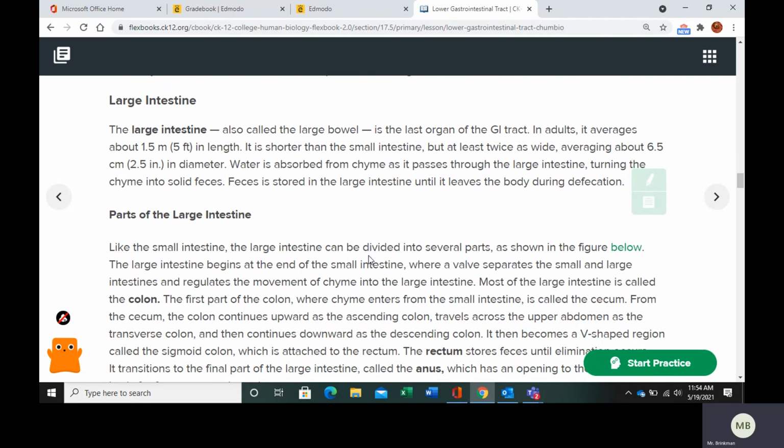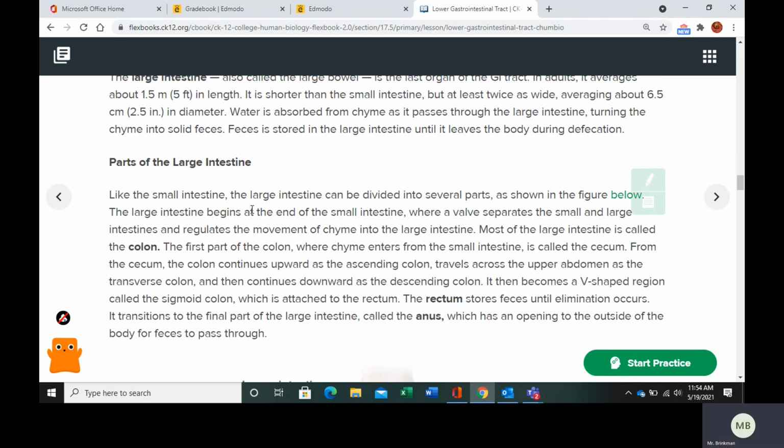The large intestine is the last organ in the GI tract. It is going to absorb water and salts, and the body is going to be able to recycle those. And it is also going to be able to absorb some vitamins, and then it's going to store your waste until your waste gets expelled.